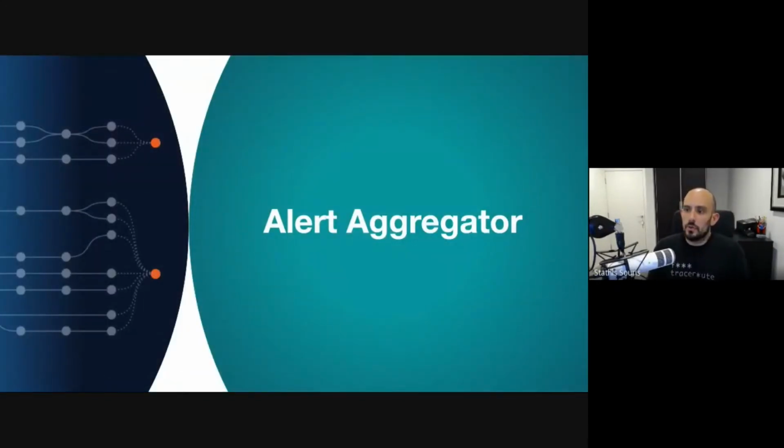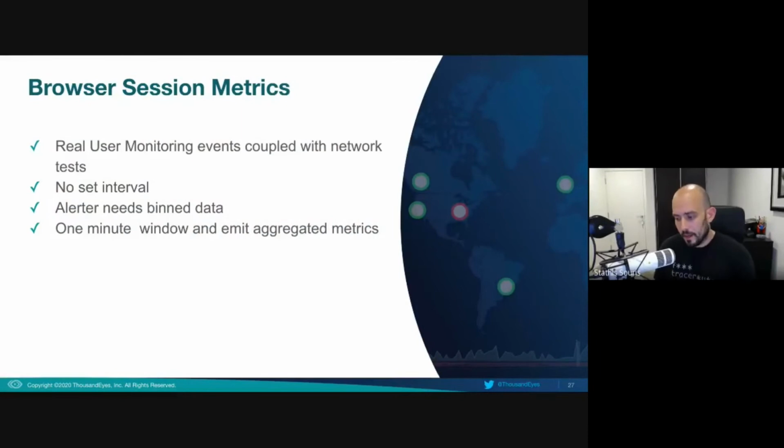Which now leads us to our final application, what we call the alert aggregator. The alert aggregator grabs one of our data pipelines. We have various data pipelines in the Endpoint Agent. One of them is the real user monitoring data pipeline. When you browse the web, we collect events from specific pages that your employee is visiting, and then we send those to our backend.